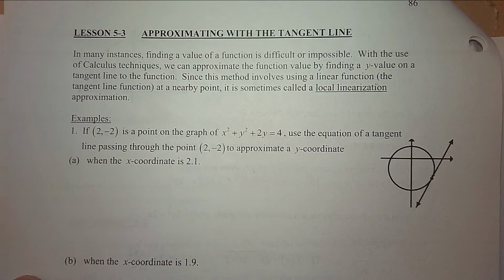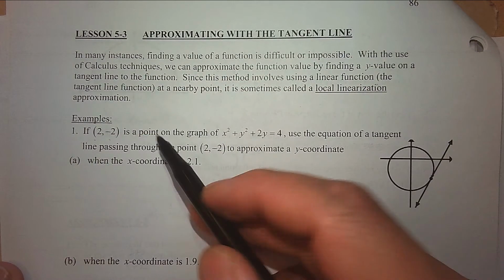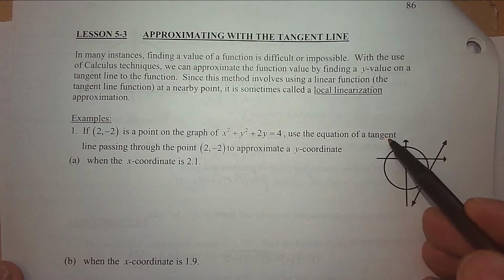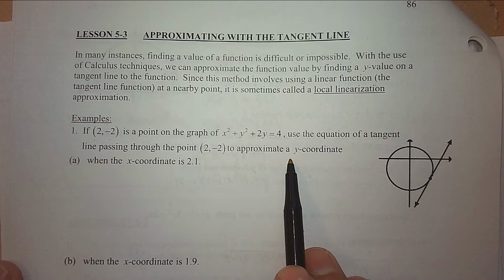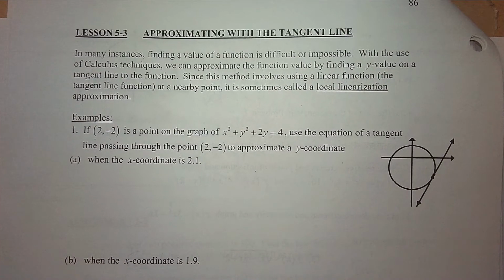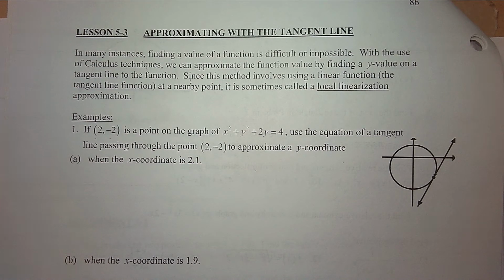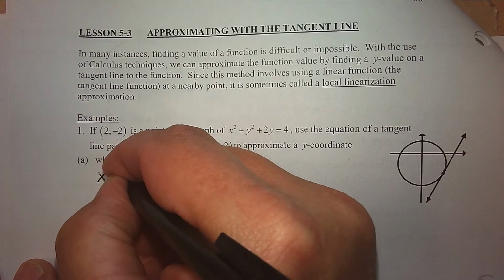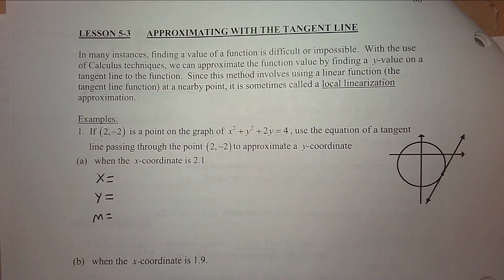Okay, look at number 1. It says that (2, -2) is a point on this graph. Use the equation of a tangent line passing through that point to approximate a y-coordinate. So to answer this approximation, we're first going to find the equation of a tangent line. Here we go. There are 3 things I need. I need to know what the x-coordinate is, I need to know the y-coordinate, and I need to know the slope.